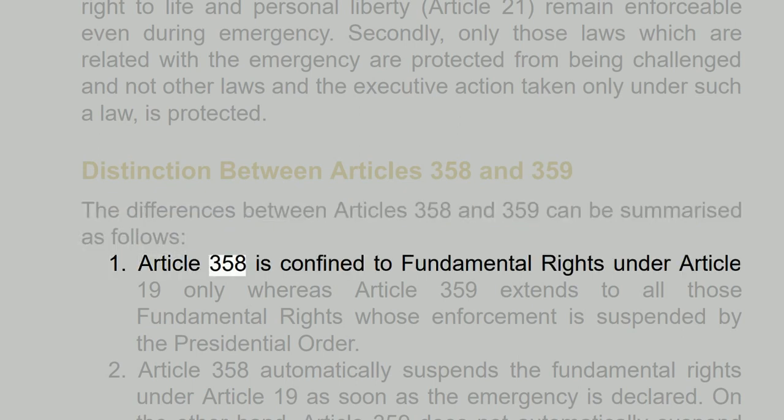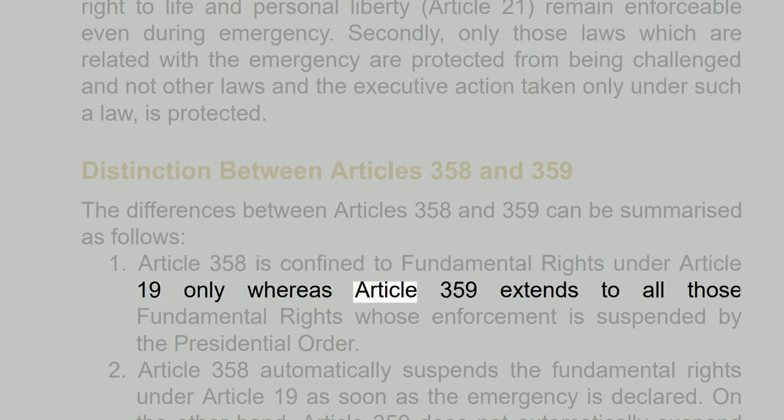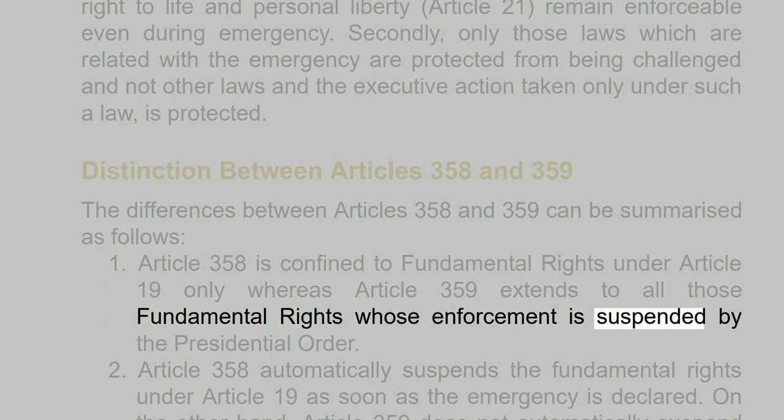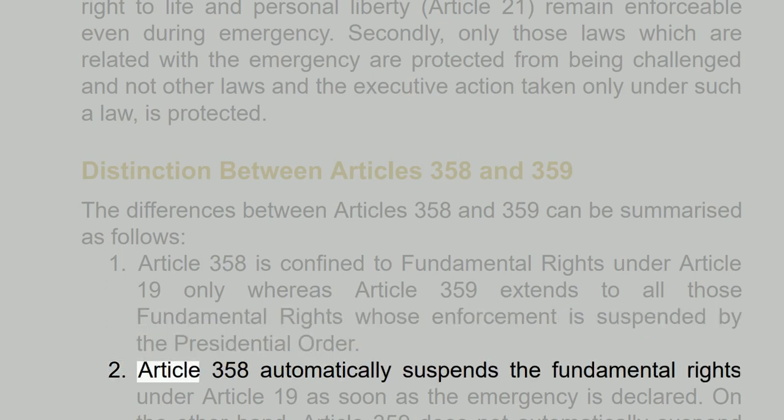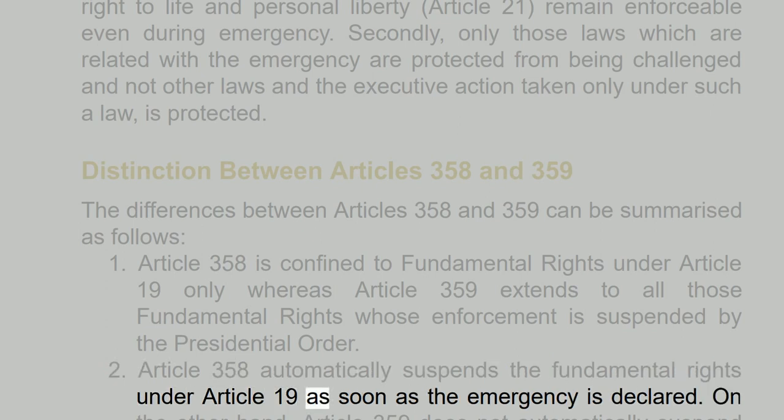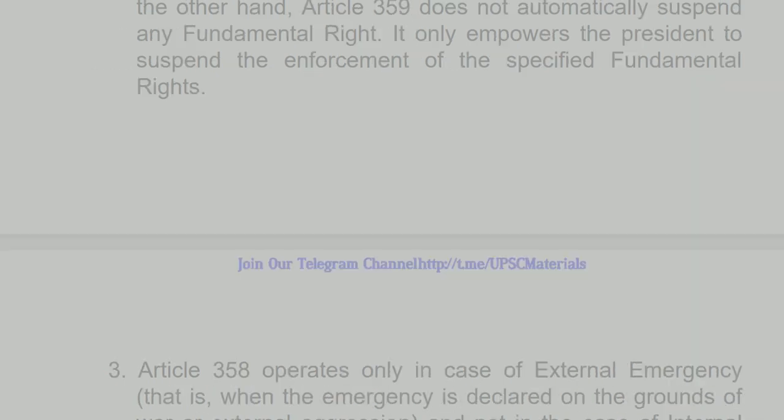1. Article 358 is confined to fundamental rights under Article 19 only, whereas Article 359 extends to all those fundamental rights whose enforcement is suspended by the presidential order. 2. Article 358 automatically suspends the fundamental rights under Article 19 as soon as the emergency is declared. On the other hand, Article 359 does not automatically suspend any fundamental right. It only empowers the President to suspend the enforcement of the specified fundamental rights.